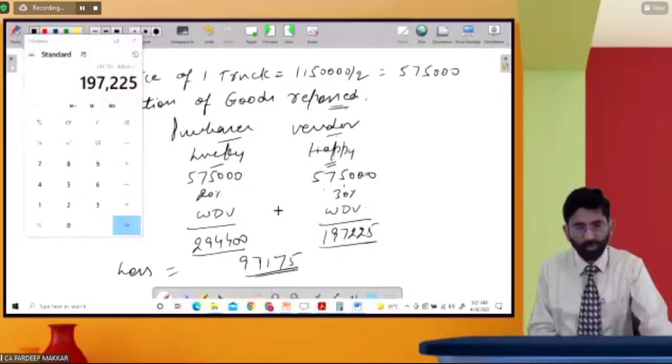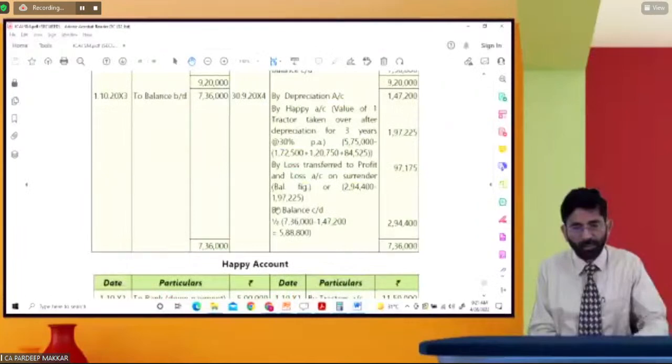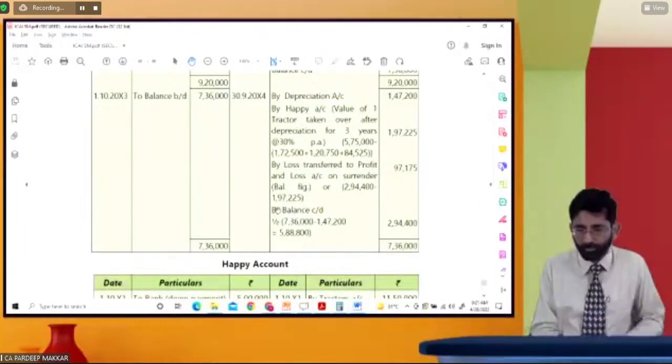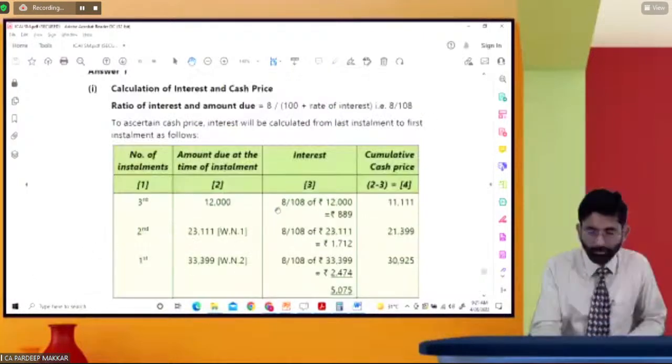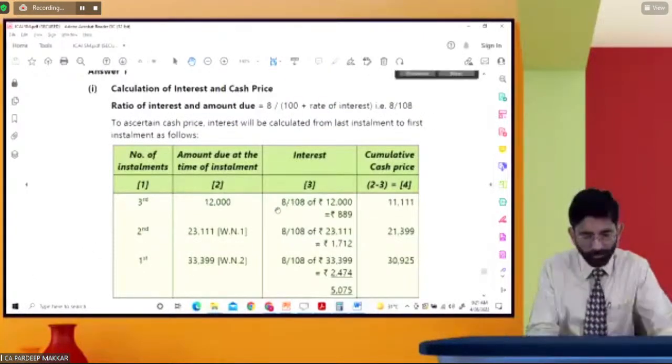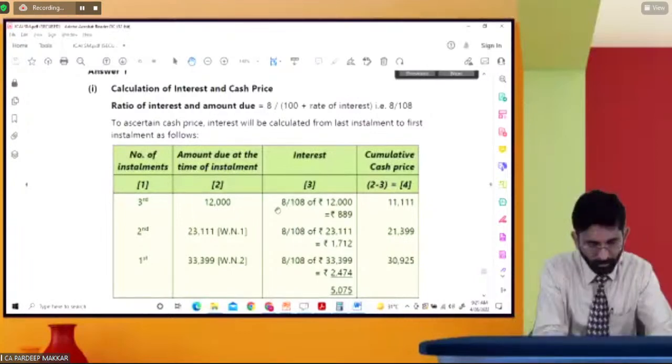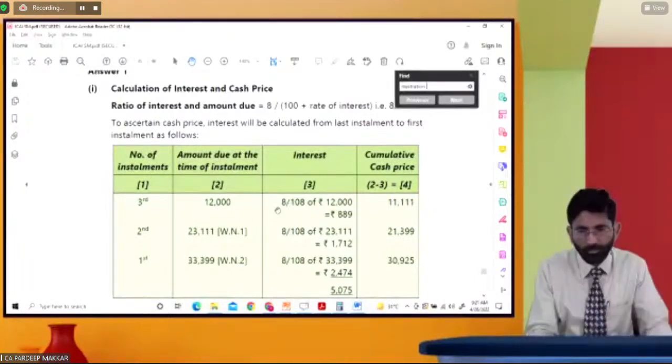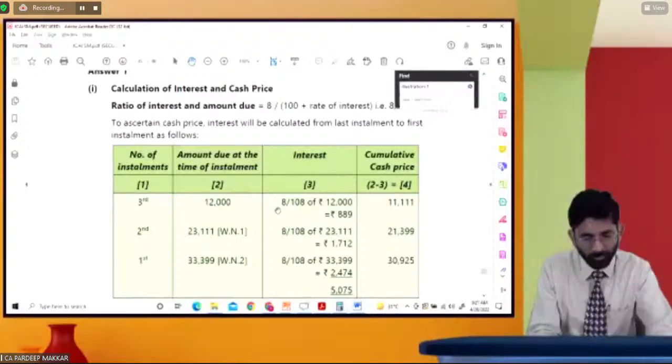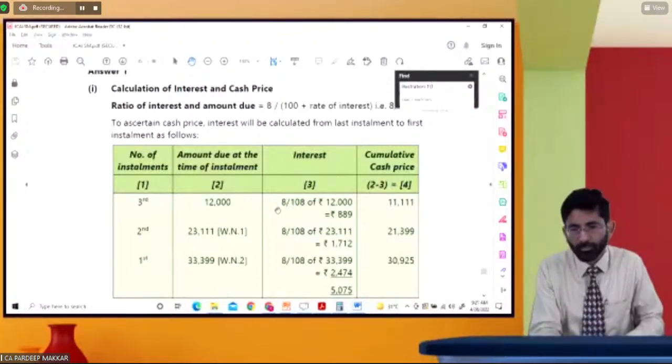Very good. A number of students have done it. Very good. Come to illustration number 10 now. Yes.